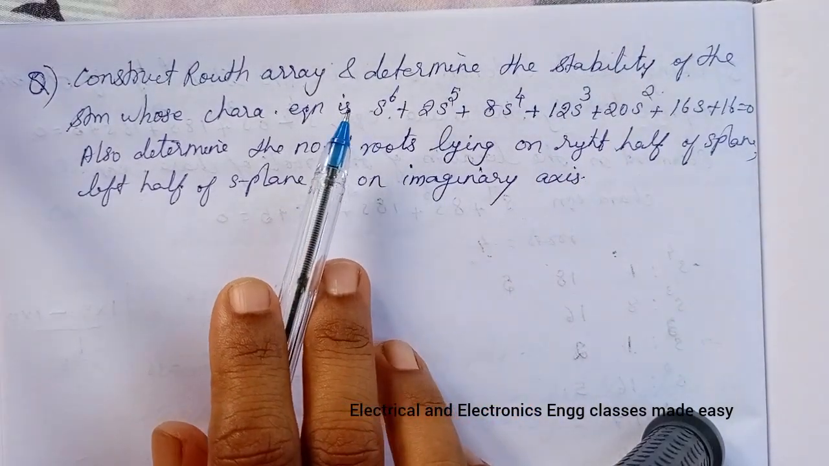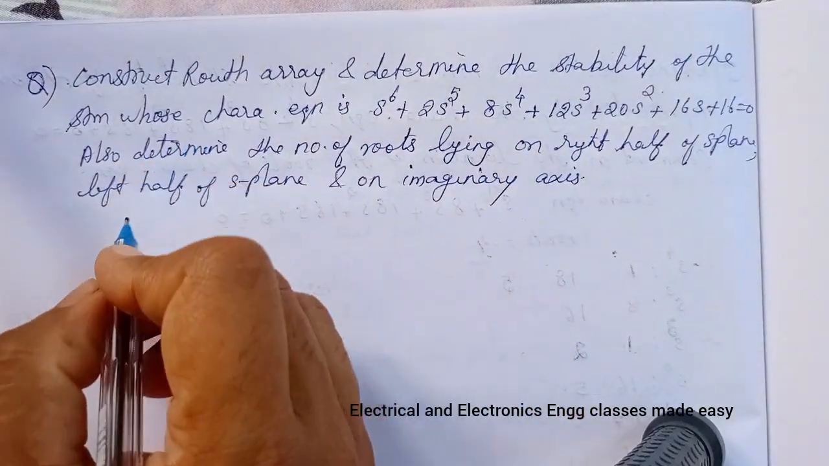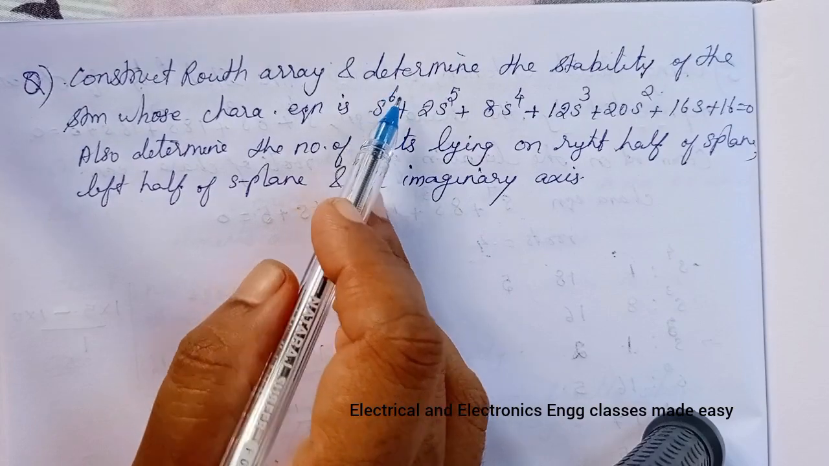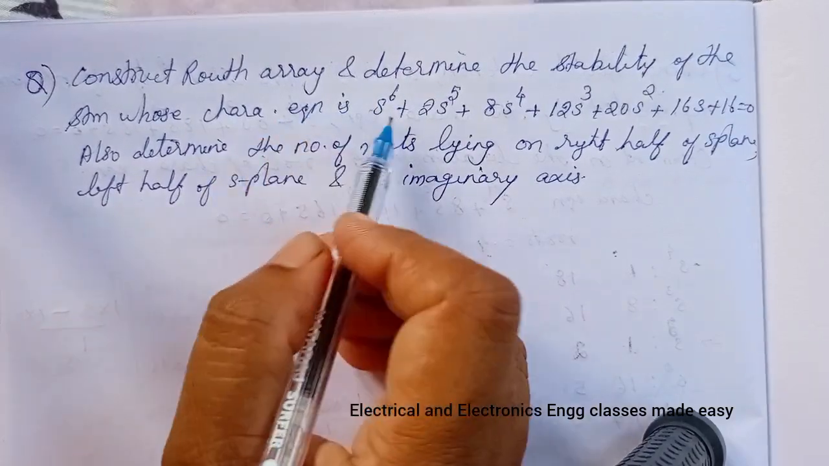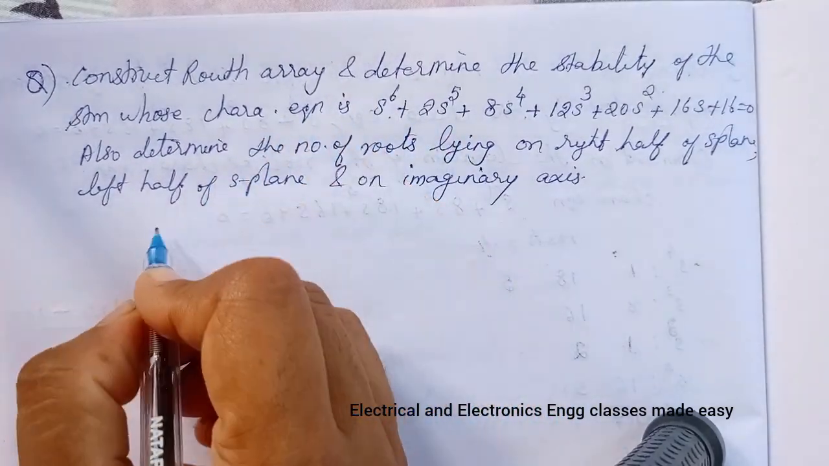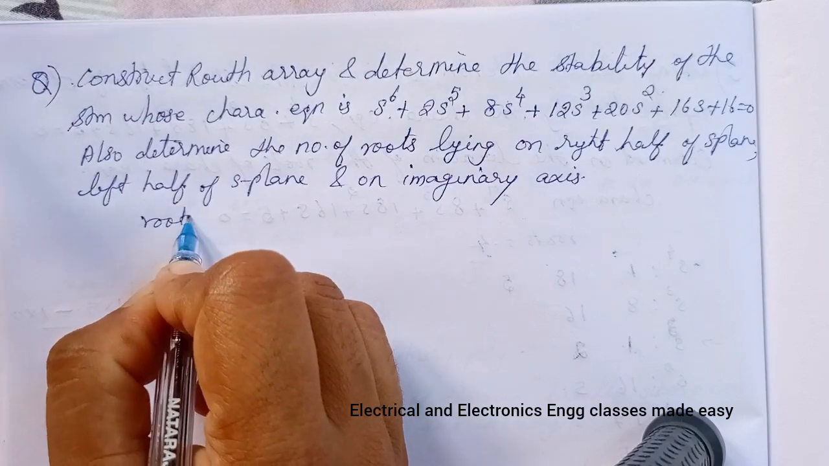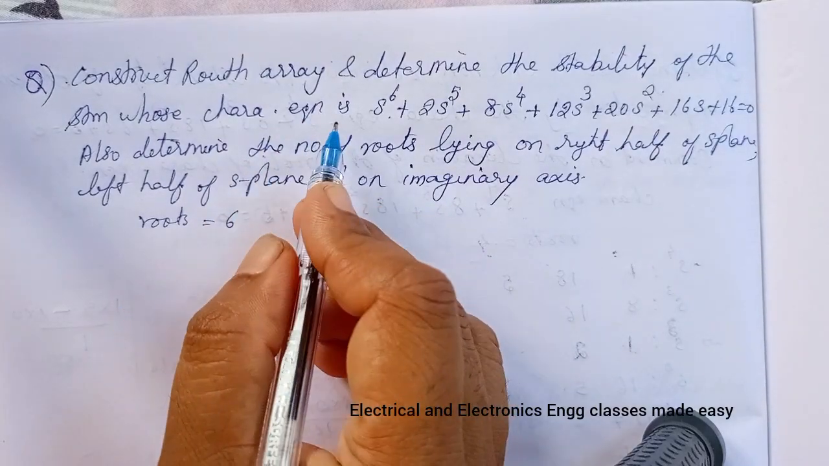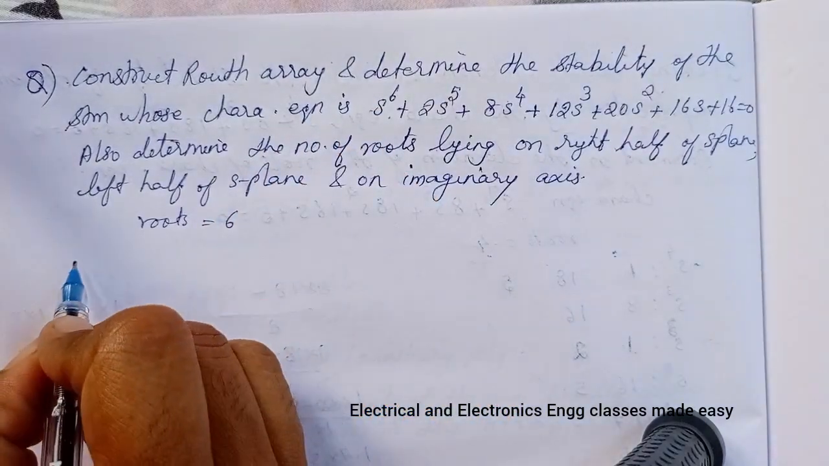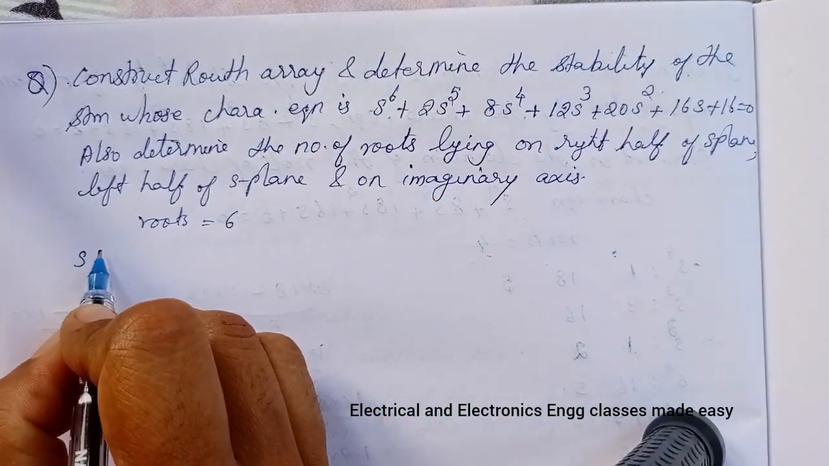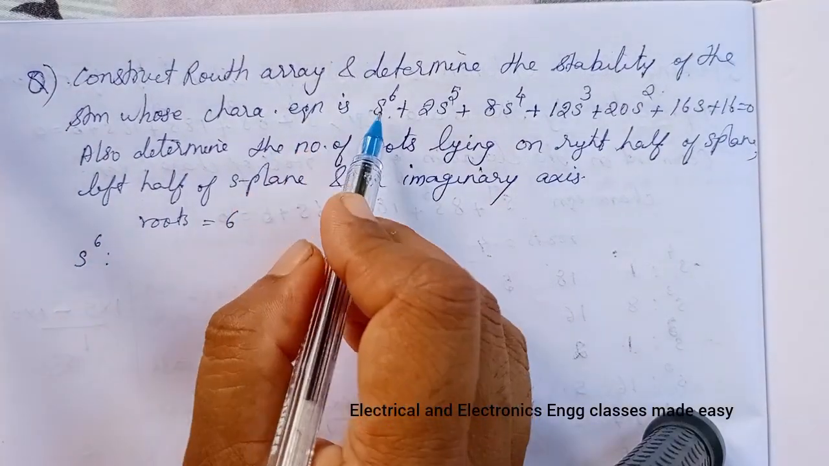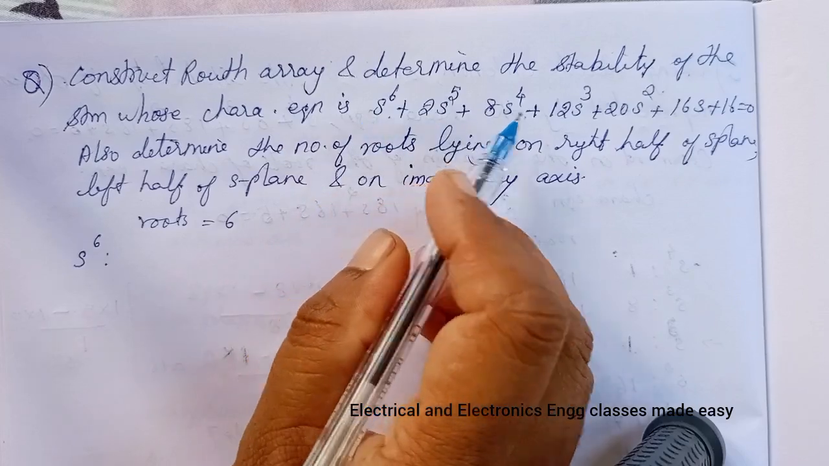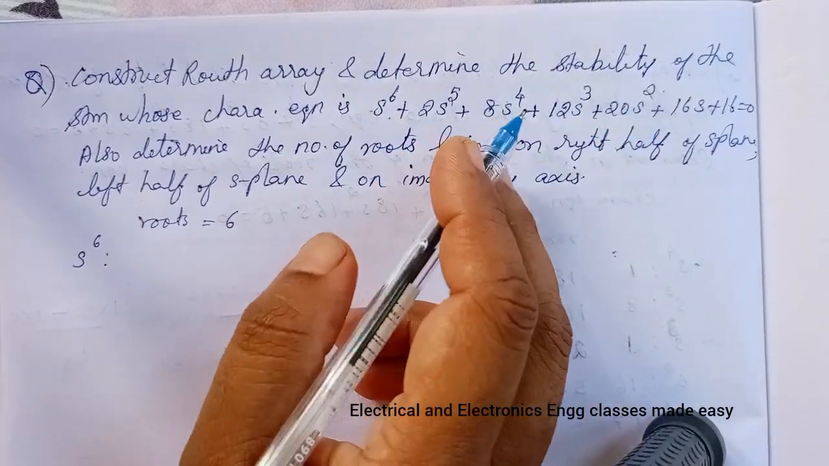So characteristic equation is given. So we have to construct the Routh array. For that, the highest power of S in the characteristic equation is 6, so the number of roots is 6. Now we have to construct the Routh array. For that the highest power of S we have to write here. So it is even order, so we have to write the coefficients of the even order S.